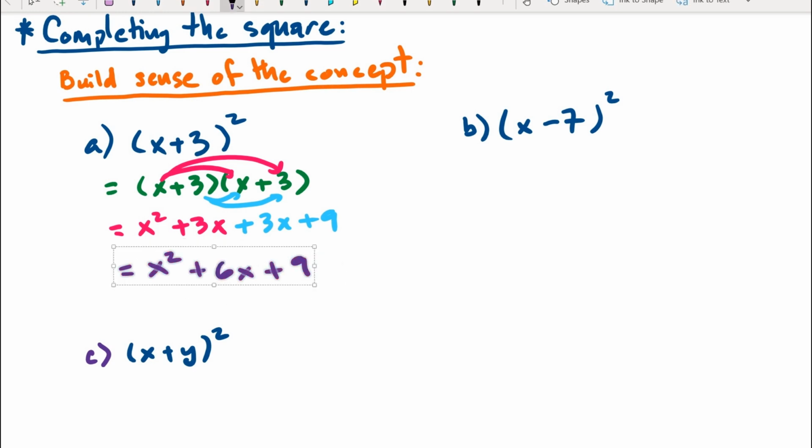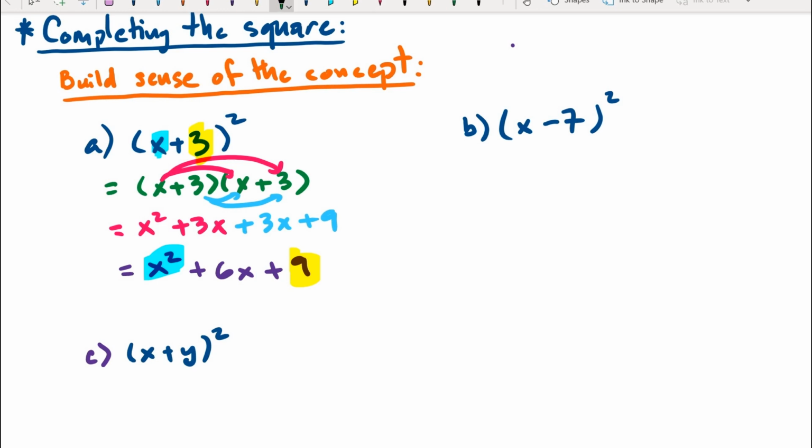You just distribute or FOIL the binomial square. Okay, so far we realized the following things. We have 3 squared is 9. We have x squared is x squared. And the middle term is something that we try to figure out next. Right now just keep in mind that when you expand your binomial square, you have the first term squared and the last term squared.